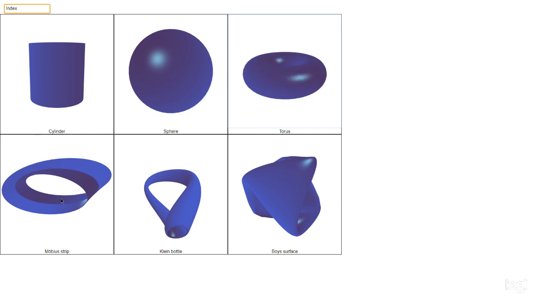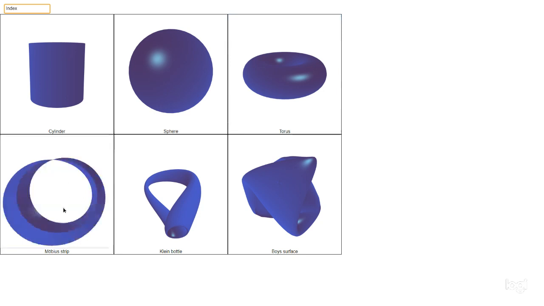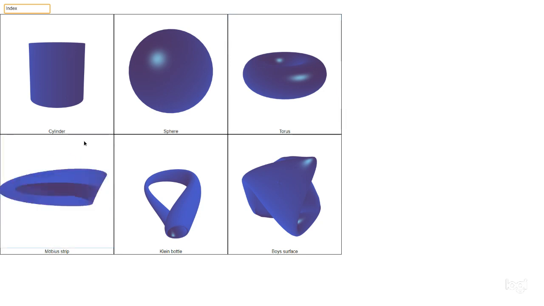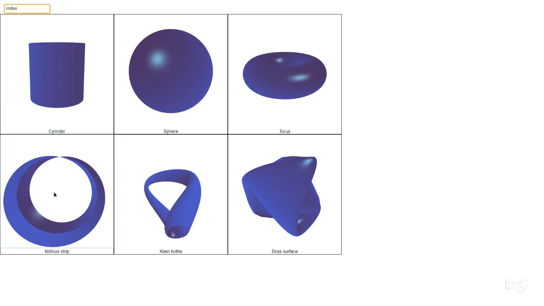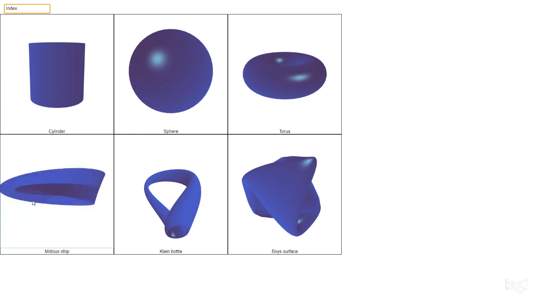And then here we have the Möbius strip. That's our first example of a non-orientable surface. It's not orientable because if you draw a little figure on here and then you move it all the way around the Möbius strip, then it will come out as a mirror image after you've been all the way around the strip.